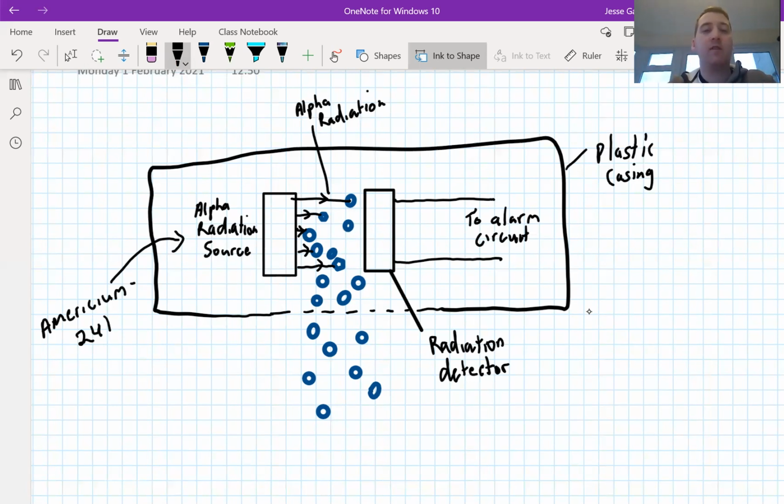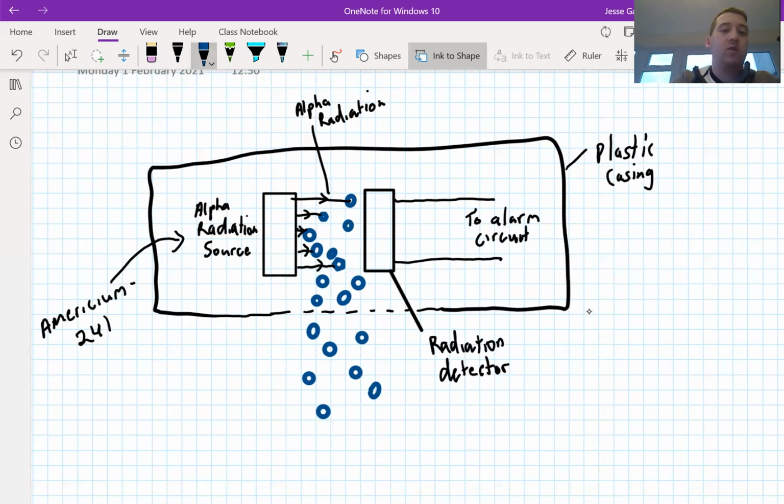And when the smoke particles block the alpha radiation, now the alarm circuit is triggered and the alarm starts to beep or make noise, buzzes or beeps. That's what happens when you hear the smoke alarm going off. You might have heard it when your parents were cooking, or when you were cooking yourself and there's a lot of smoke in the kitchen, you set off the fire alarm. The smoke particles block the alpha radiation, and this causes the alarm circuit to trigger and you get the noise from the smoke alarm.